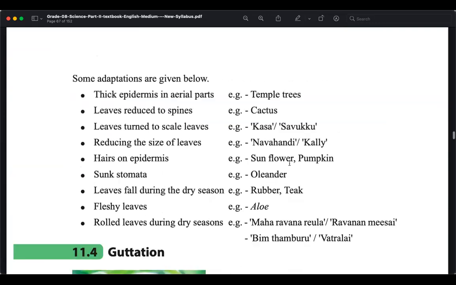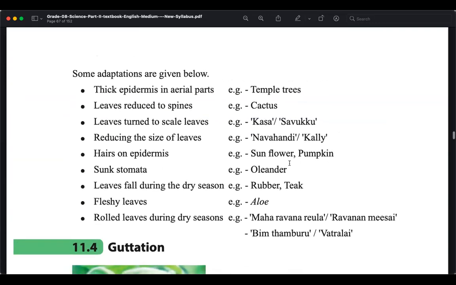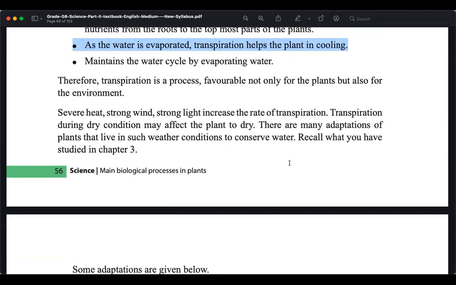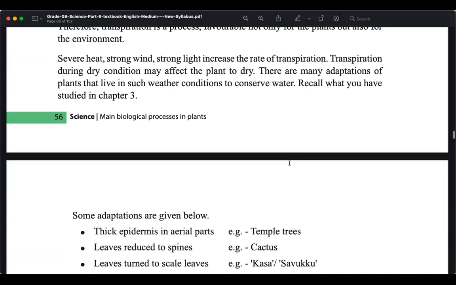Okay, so this I think I discussed. From environment to environment, due to different considerations such as heat, strong wind, and strong light, transpiration is promoted. When heat is high, it promotes transpiration. We are also like that: when the environment is too hot, we really sweat.